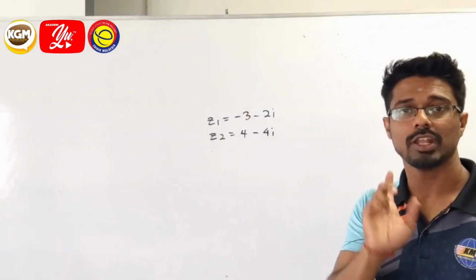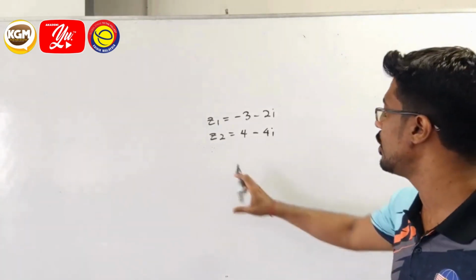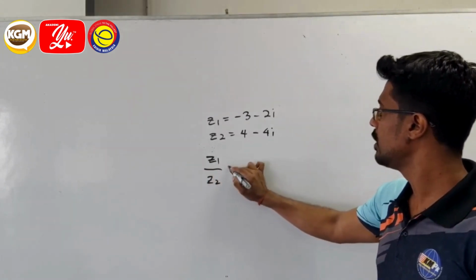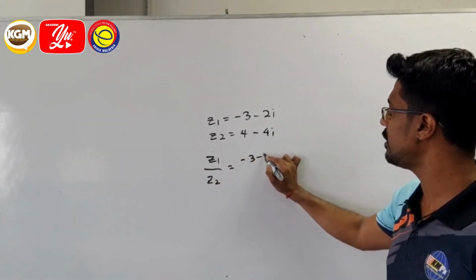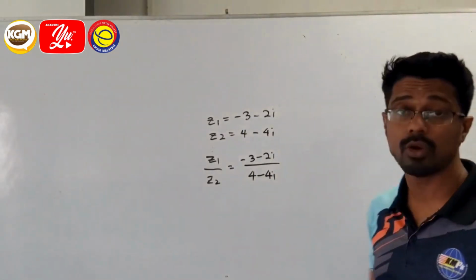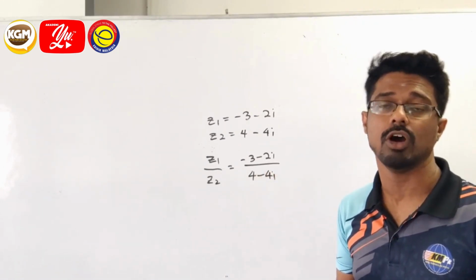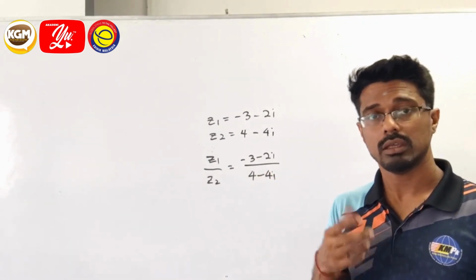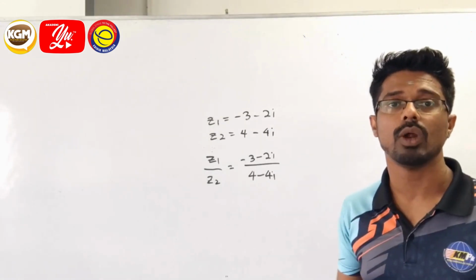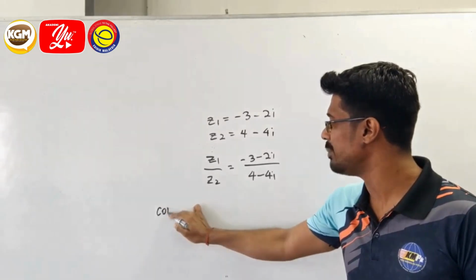Alright, so the next one, division of complex numbers. Of course, for division you write something like this, Z1 over Z2. So here negative 3 minus 2i over 4 minus 4i. Of course you will write it like that. How am I supposed to do division of complex numbers? Well, here is where we need to see another term. What is another term? It's called conjugate. So this term is nothing new.